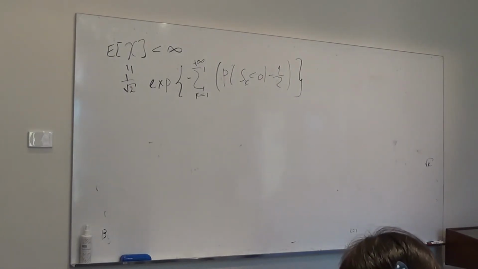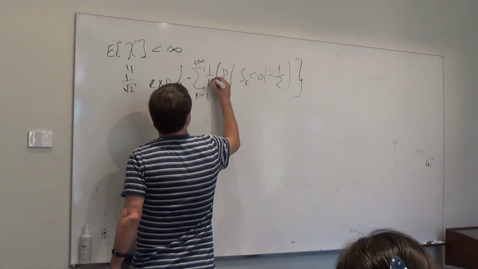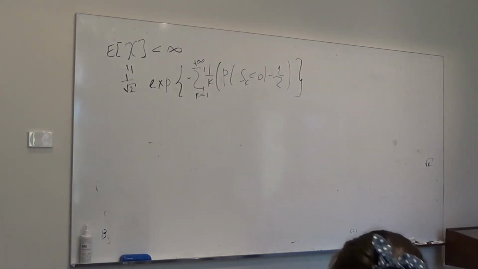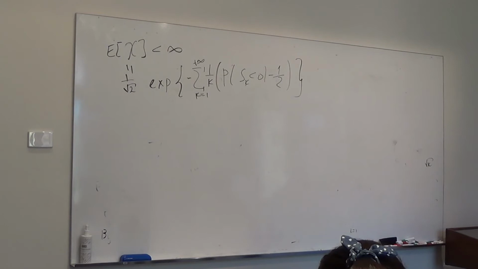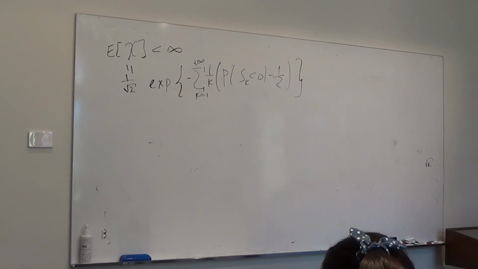Shouldn't there be some k's? There should be some k in it. Should have 1 over k. Okay, so let me just check.